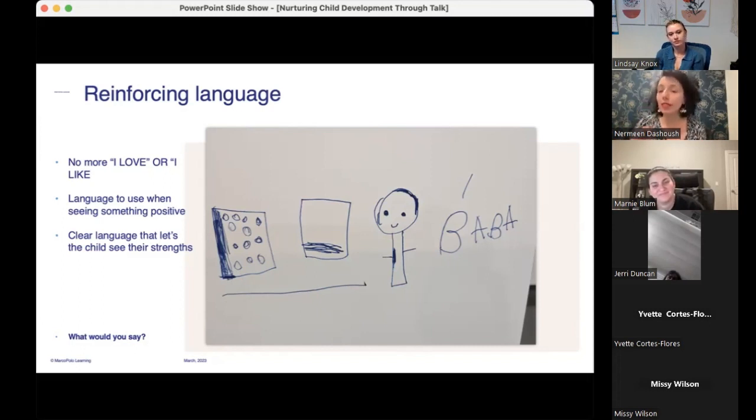So observing specific behavior, and it could be for behavior management. I noticed that you came to the rug after you put away your stuff. You remembered that that's what you do. Oh, I am noticing that when somebody needed help, you went up and helped them with it. So you're telling them specifically the type of behavior, the type of skill that they're using, and something that they can repeat. I can't repeat something just by saying you like it. And that is reinforcing language.